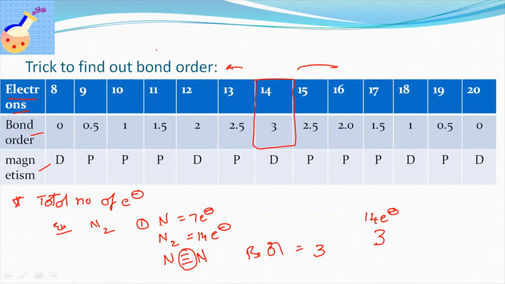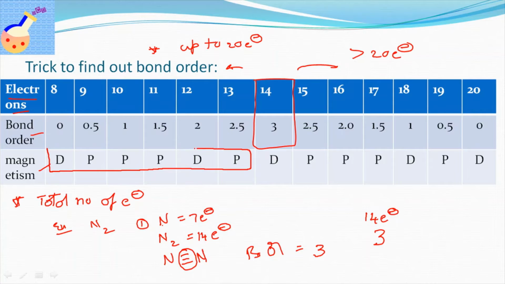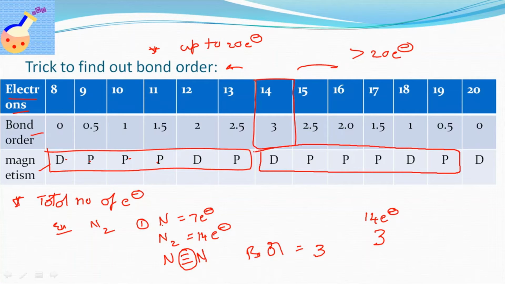Remember one point here, this trick is applicable only for the species up to 20 electrons. If the species is having more than 20 electrons, there is another trick I'll explain in the next video. Got it? And one more point, you should remember the sequence: D, triple P, DP. See here, D, P, P, DP. The same sequence repeats here: D, P, P, P, DP. Last one is diamagnetic. You know that D is dia, P means paramagnetic.